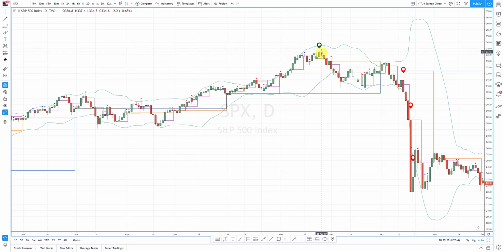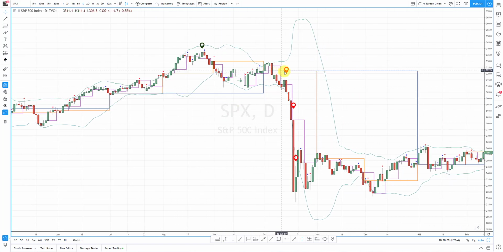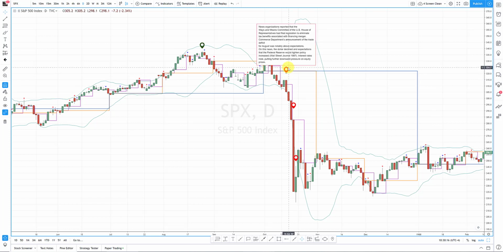We follow that with an inside bar, so the reversal condition ends up being inside bar and down. That's the reversal condition there. Scroll over, and here are our big selling days. There's when selling began. This is a 3% down day, and this is when the news organizations began to report that the House of Representatives was talking about eliminating some of the tax benefits with some of these LBOs.